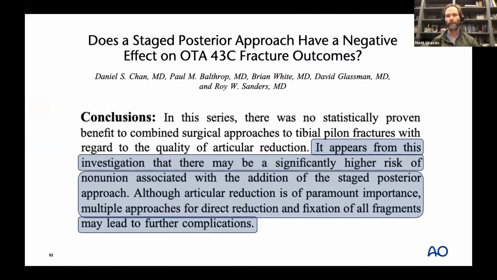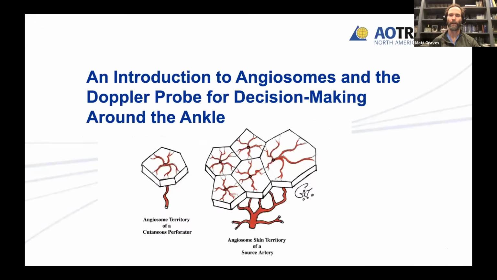There's also the issue of blood supply to the bone itself, and does a staged posterior exposure or multiple exposures lead to an increased risk of non-union? This study really isn't powered enough to be able to show that there is a definite problem with non-union from a staged posterior exposure, but it does at least make us concerned. That's logical. You should be concerned. There should be a good reason that you're going in the back if you're choosing to go in the back. So those are the two things that we have to think about.